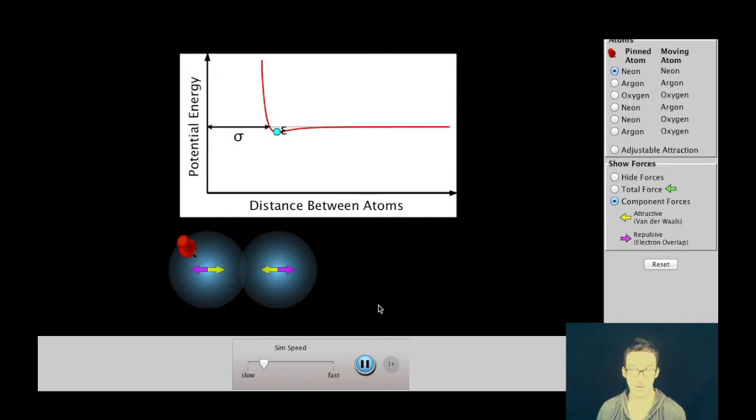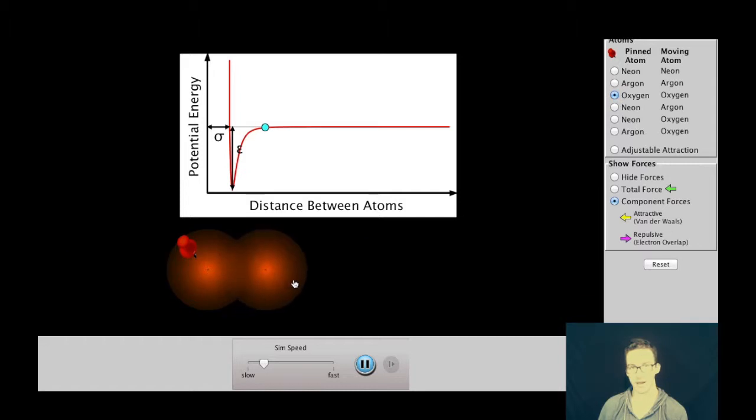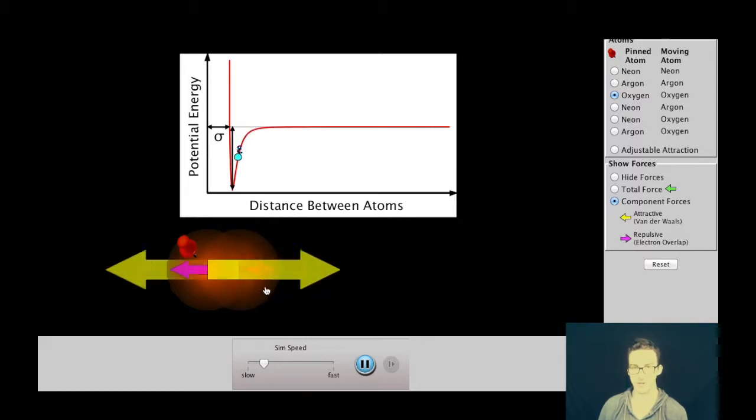So I encourage you to check this out. You can pick some different atoms and see what's going on with force, see what's going on with some of those different types of atoms, and where they need to be in order to minimize the potential energy between the two.